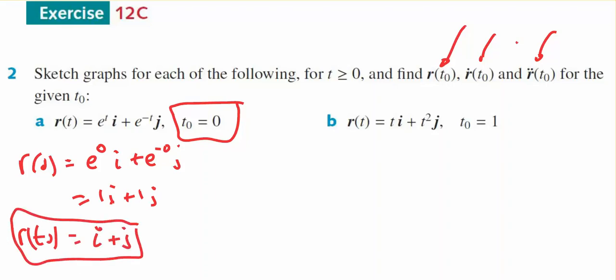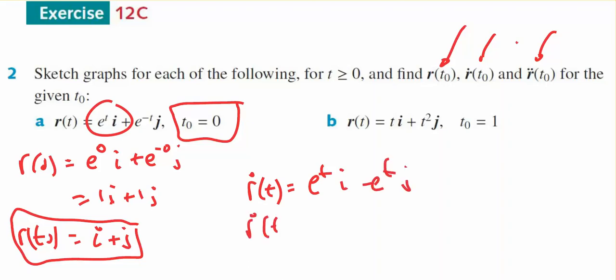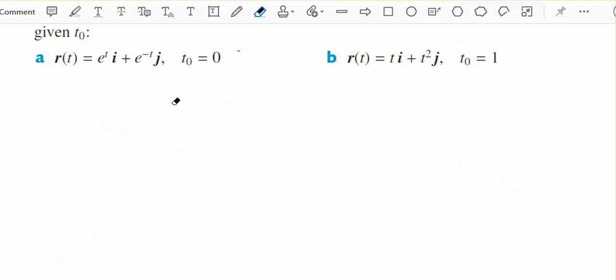That's the first answer. r dot of t is going to be the first derivative, therefore e to the t in the i minus e to the minus t in the j, so r dot of t0 is going to be, at time 0, i minus j. And r dot dot of t is going to be e to the t in the i plus, so that's minus t, isn't it? So I need to draw it.